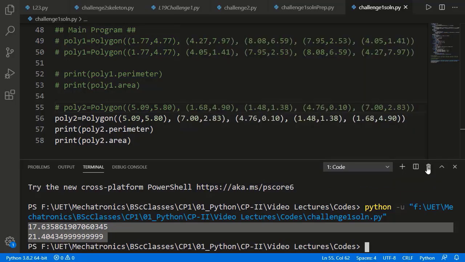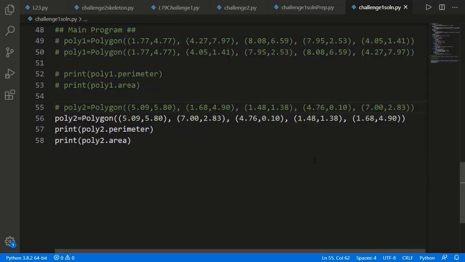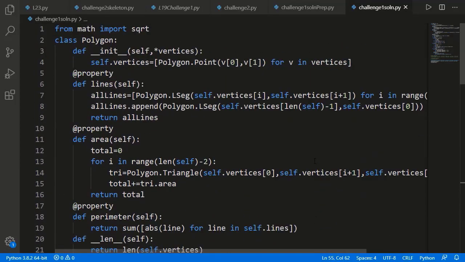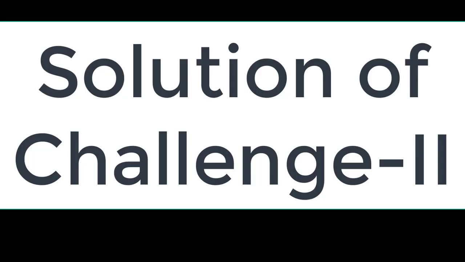So challenge 1 is complete, but as we said, this way of finding the area of a polygon is valid for convex polygons and not for concave ones. And for that we have challenge 2, where we will find the area of both convex and concave polygons. Plus we have to find the type of the polygon as convex, concave or complex.